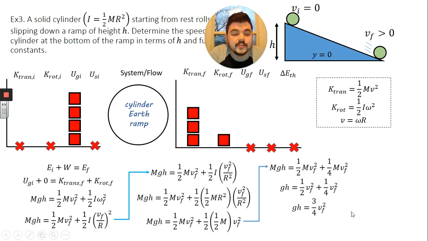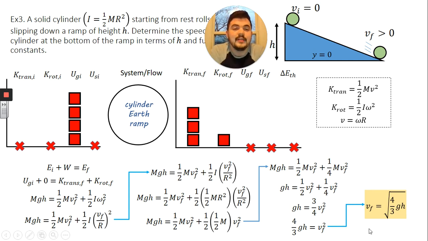Multiply each term by the reciprocal of that coefficient so that we end up with 4/3 gh equals speed squared. And now the very last step, take the square root of both sides and you end up with the speed of the cylinder being the square root of 4/3 g times h. Whew. A lot of algebra there.